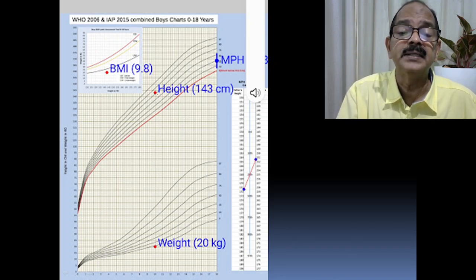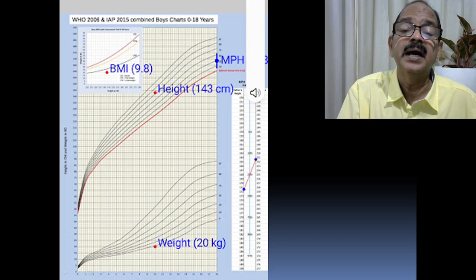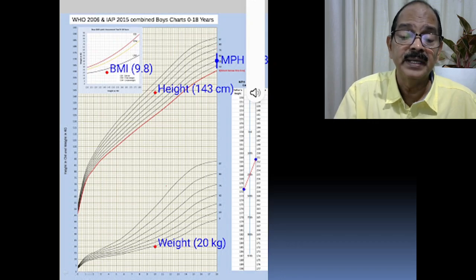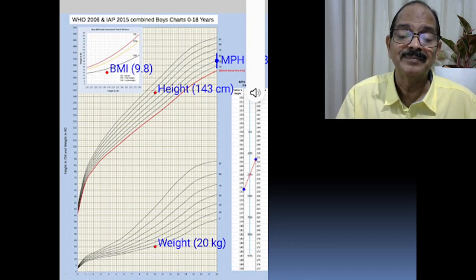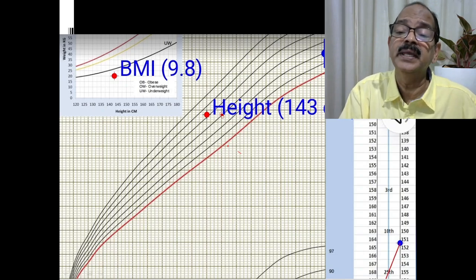His height is in the higher centile, somewhere around the 70th centile. And his weight, you see, it's the 3rd centile. Just take the height part only. The mid-parental height is in the 25th centile, but his height is above the 70th centile.